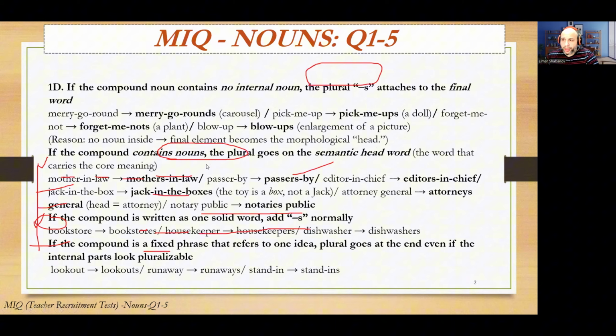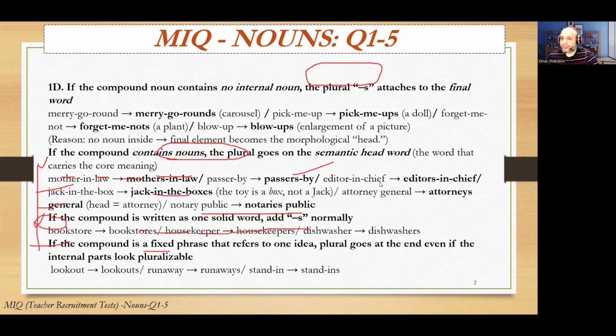If the compound contains nouns, then the plural goes on the semantic head word. Semantic head word means the word that carries the meaning. So for example, mother-in-law, we have two nouns here, but the semantic head is mother. That's the main word that carries the meaning. So we say in the plural, mothers-in-law. Passerby, the same, passers-by.